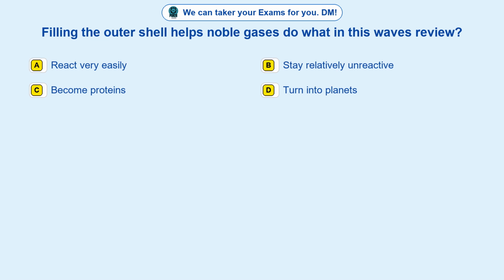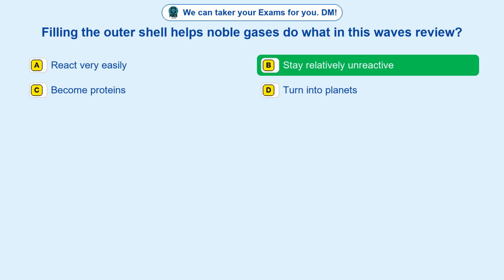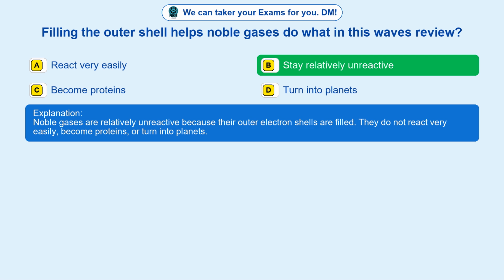Question 41. Filling the outer shell helps noble gases do what in this waves review? Option A, react very easily. Option B, stay relatively unreactive. Option C, become proteins. Option D, turn into planets. The correct answer is option B, stay relatively unreactive. Noble gases are relatively unreactive because their outer electron shells are filled. They do not react very easily, become proteins, or turn into planets.